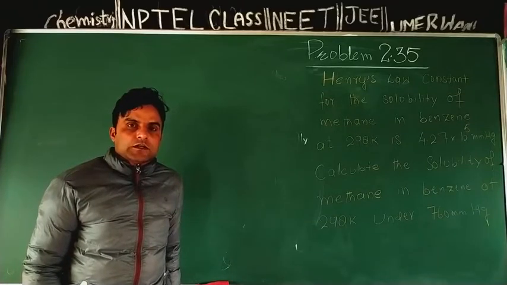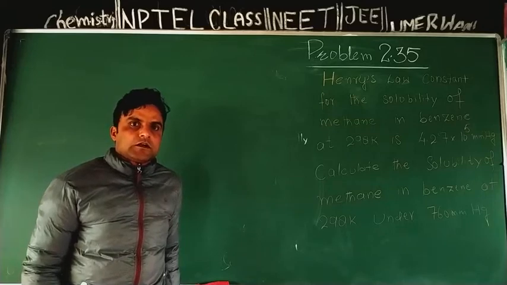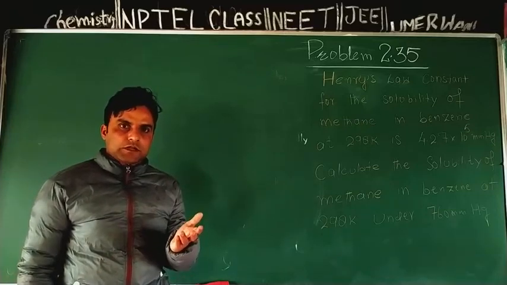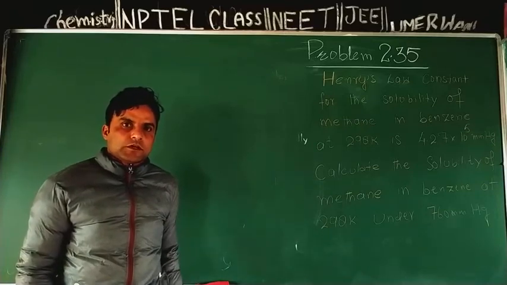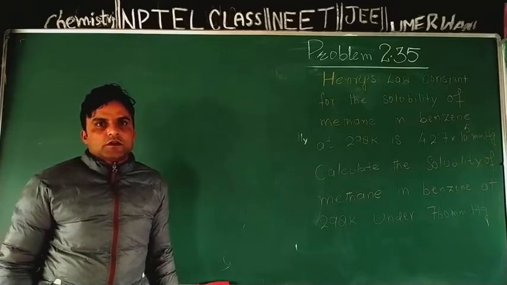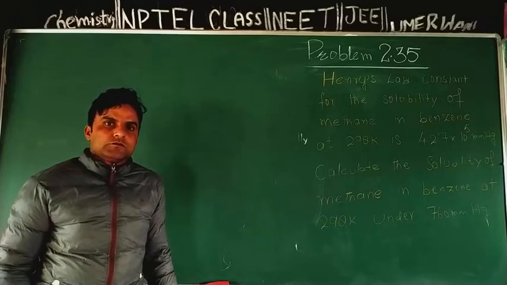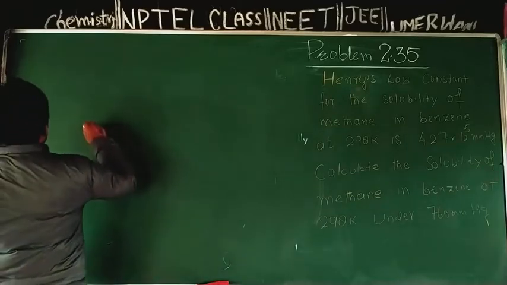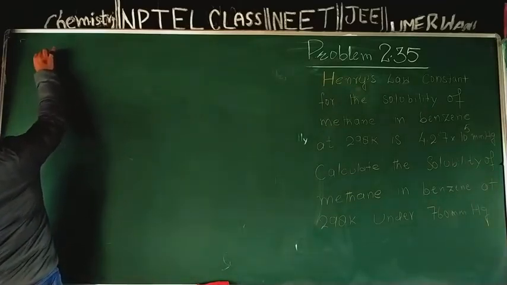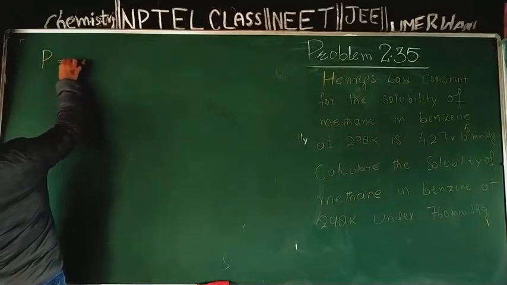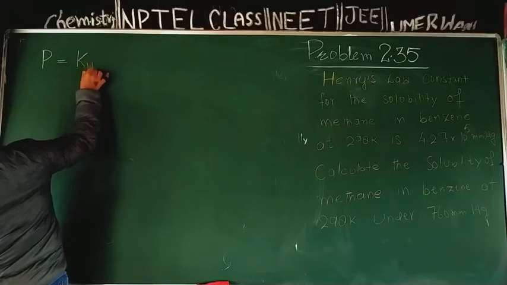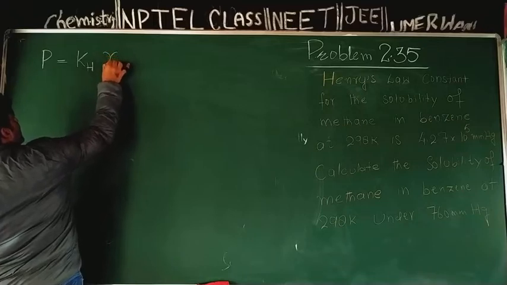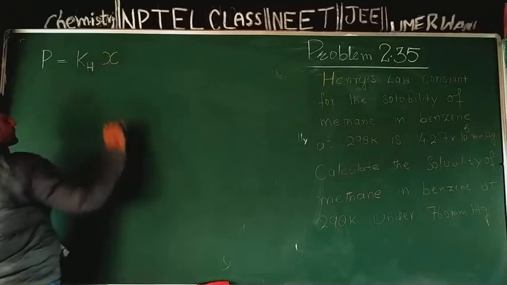But the most commonly applied form of Henry's law is that the partial pressure of the gas above the liquid is directly proportional to its mole fraction in solution. Here mole fraction is used to express the solubility of gas in liquid, and the most commonly used equation of Henry's law is: partial pressure of gas above the liquid is equal to Henry constant K and the mole fraction of this gas in liquid, which represents its solubility.